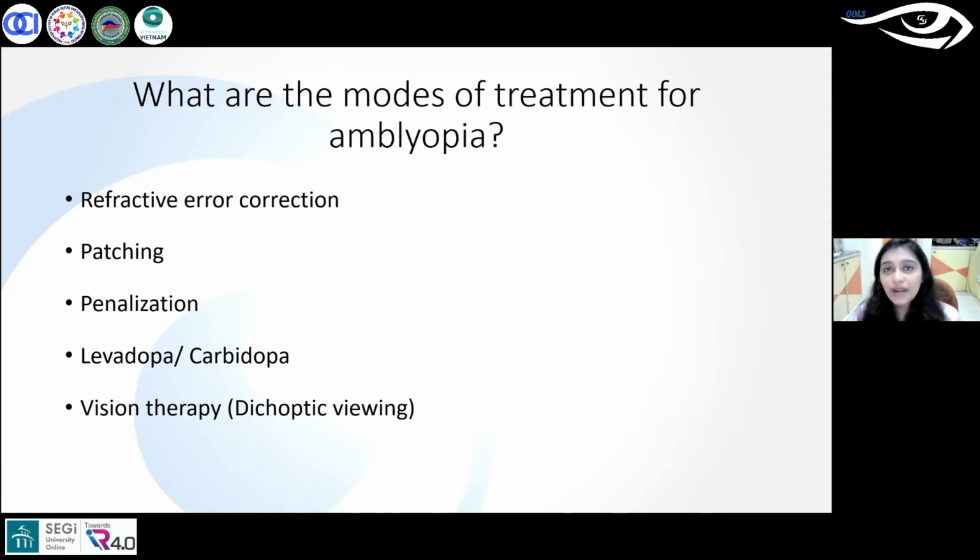Now, all of these, especially patching, have drawbacks, unlike the active stimulation of vision therapy. With patching, patients don't comply. There is complaint. Sometimes the vision drops with it. With penalization, it's not comfortable. With carbidopa and levodopa, we've seen patients complain of nausea. And yes, vision therapy is what we are going to be talking about. So, now coming to the next one.